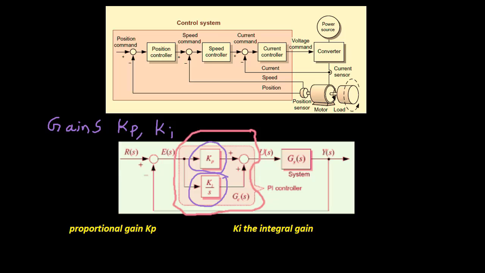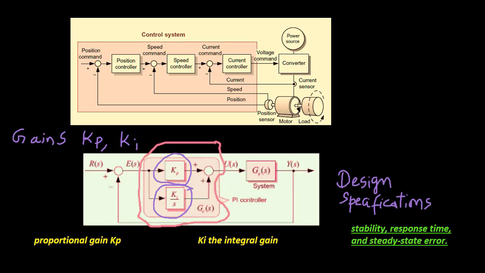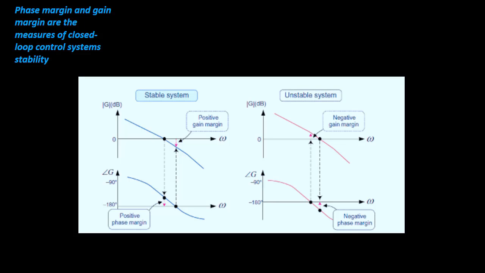When designing a control system, we should consider the three specifications: stability, response time, and steady-state error. First of all, the whole system, including the controller, must be stable. Therefore, the stability is the most important requirement for the design of a control system. We can measure the relative stability of a system by examining the gain margin and the phase margin obtained from the Bode plot of the frequency response.